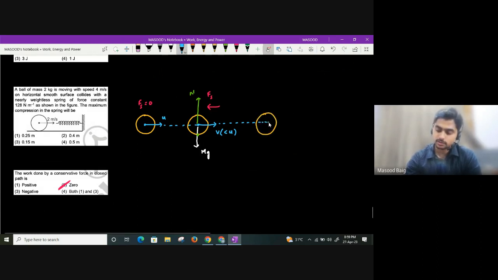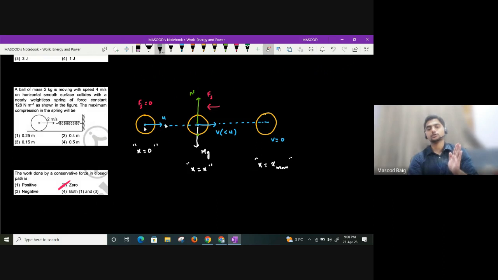Clear? So here, what is the velocity of the object? Here, the velocity of the object is 0. Here, how much is the compression? There is no compression. The spring is in its natural position. In this case, guys, some x compression, let us say. Here, compression will be maximum, guys. So what is happening? As you are moving from the natural position of the spring to the maximum compression of the spring, the speed of the block is decreasing and elastic potential energy will increase, guys.